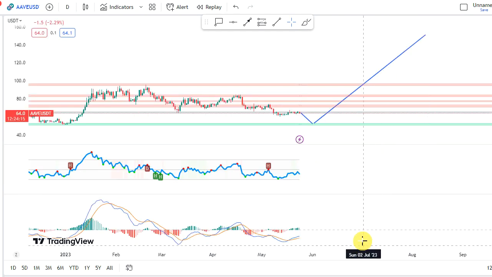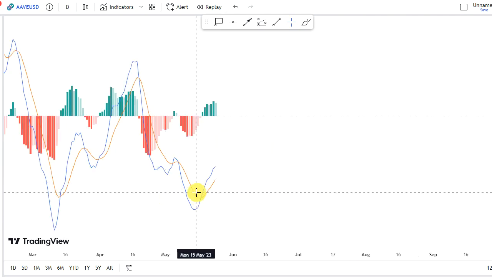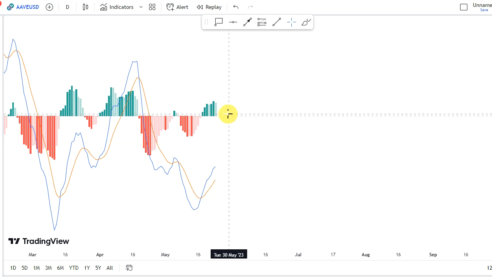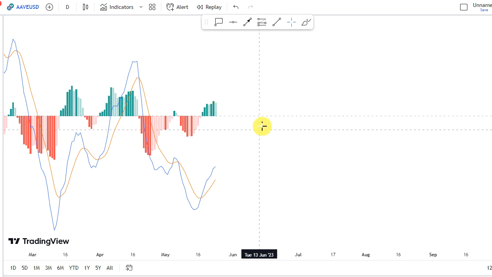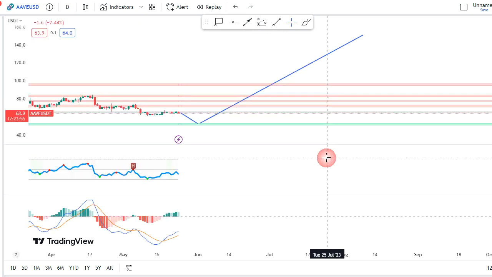Also, if we look at the MACD, the MACD just flipped bullish on the daily. But as you can see, the momentum is decreasing, and we still expect more decreasing of momentum for Aave in the medium to long term. One more push to the downside before we could see a very, very huge push to the upside for Aave in the medium to long term.